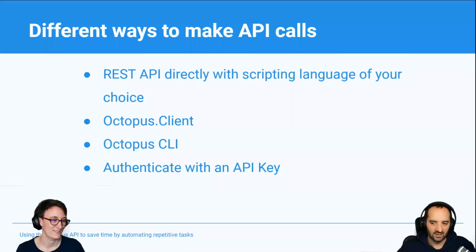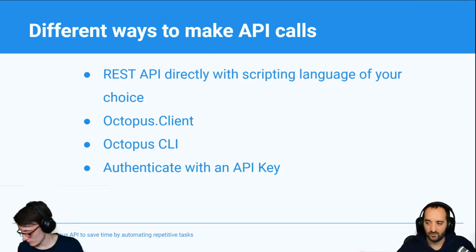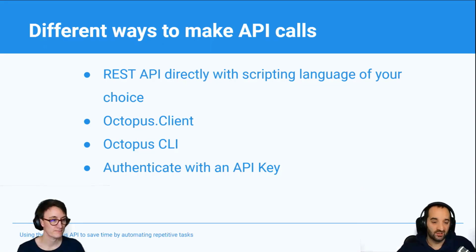The second one is to use the Octopus client. For those of you that don't know, this is our open source .NET library. It makes it easy to write programs in your .NET language of choice, or you can use it with PowerShell to write some scripts or programs, and they can call the REST API to suit your needs.